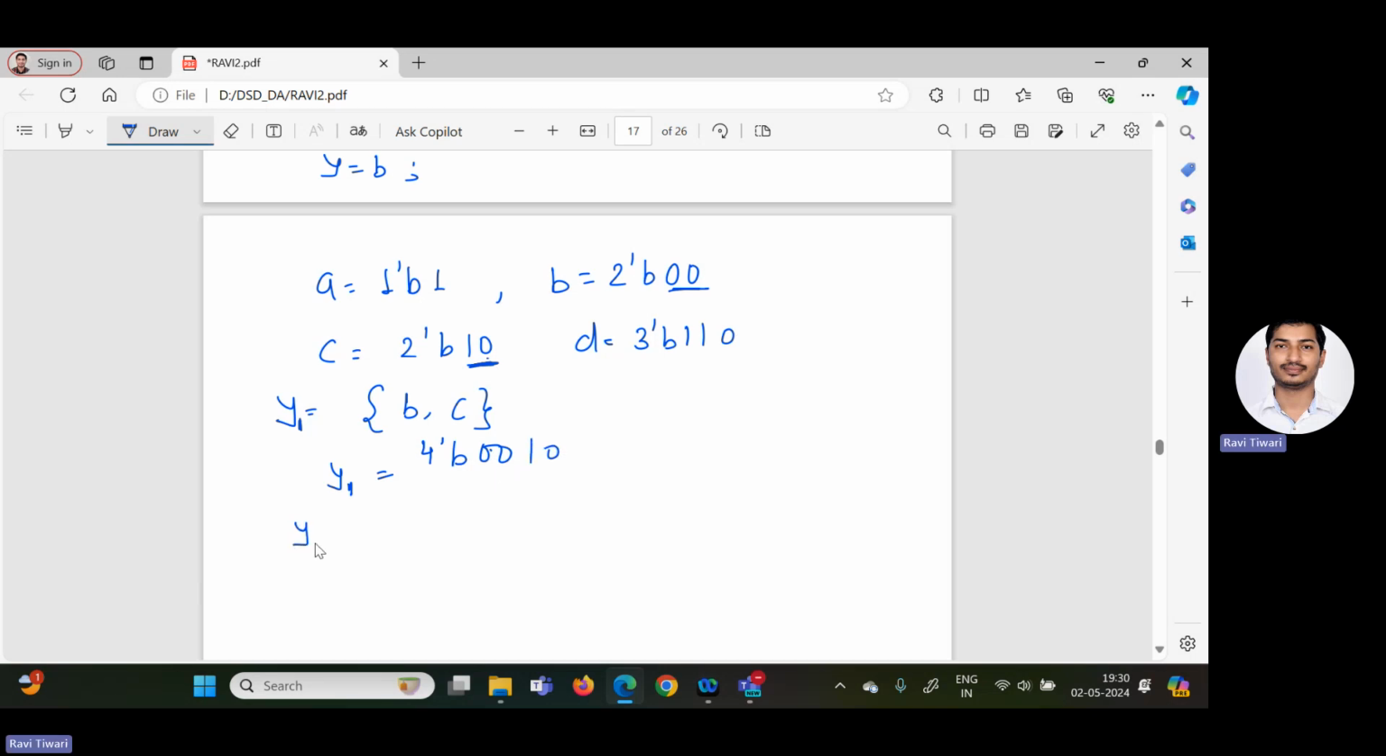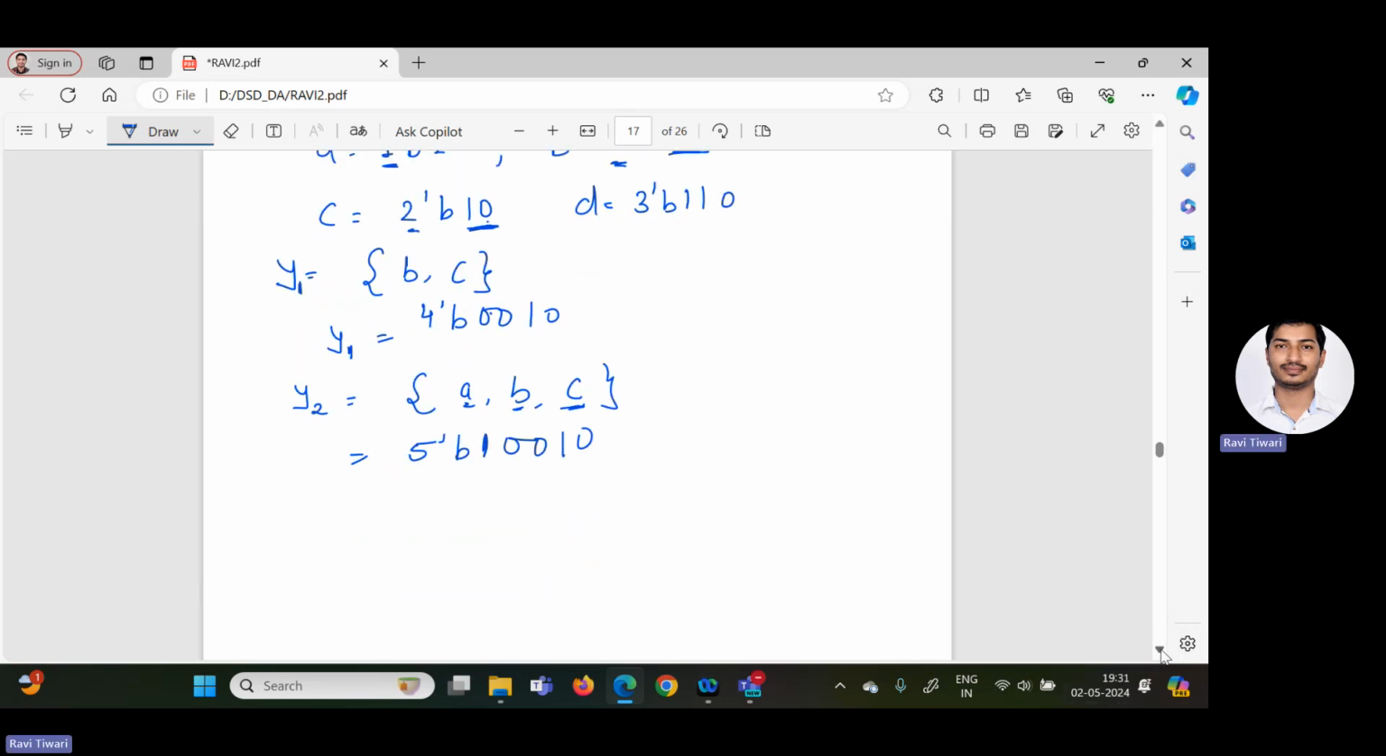Similarly, second time I have written Y2 is equals to {A, B, C}. So what will be the answer? First you count the number of bits. 1 bit in A, 2 bits in B, 2 bits in C, total 5 bits. So you write down 5'b, then value of A that is 1, value of B that is 00, value of C that is 10. So this is the answer. Clear? Now we will see another part.